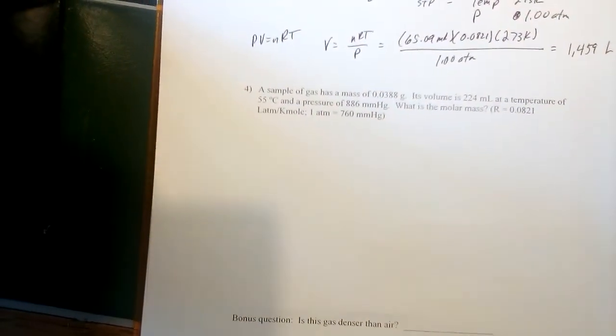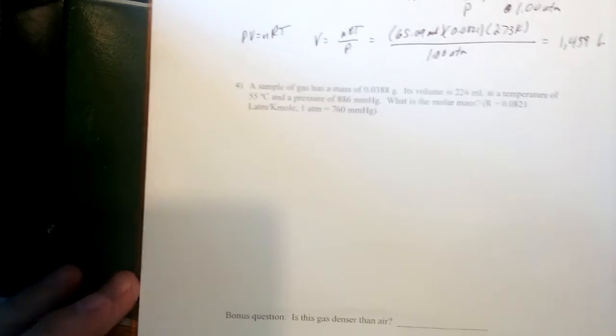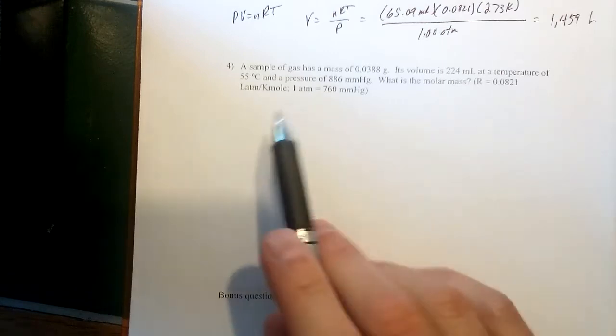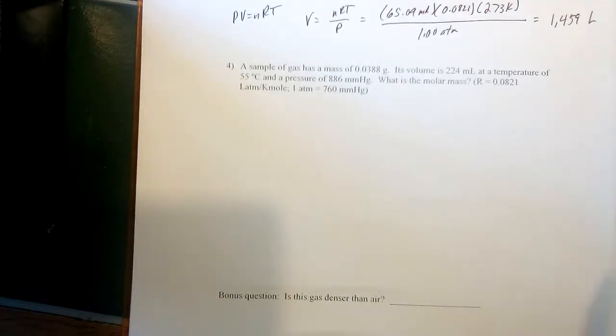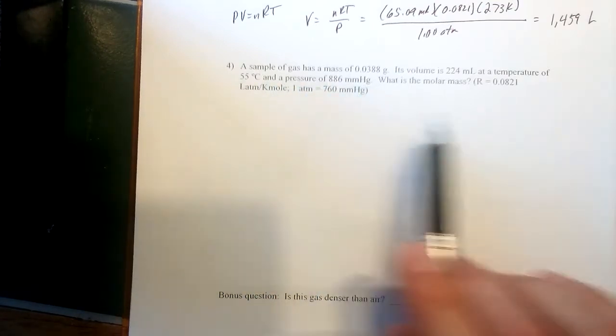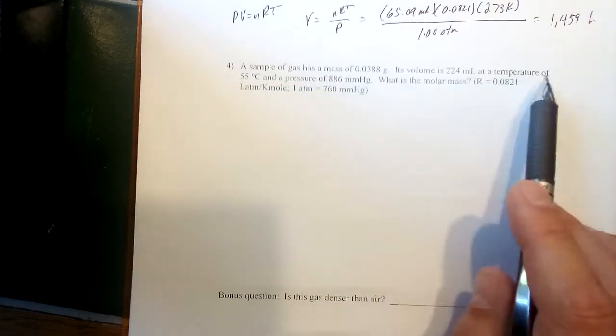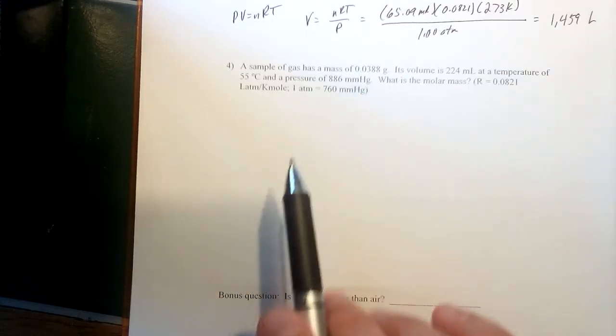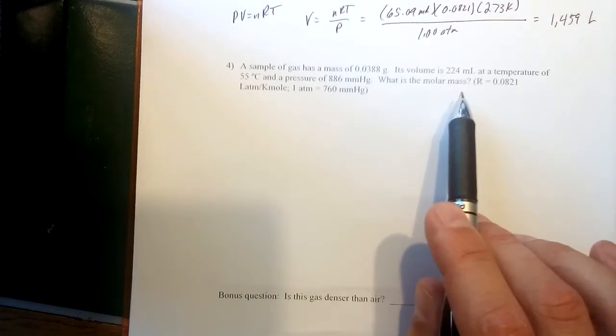Okay, continuing on with our practice exam here for second exam of Chem 151. Looking at problem number 4, we've got a sample of a gas, we're given the mass, we're told the volume, the temperature, and the pressure, okay, 3 variables from the ideal gas law. We want to calculate the molar mass.